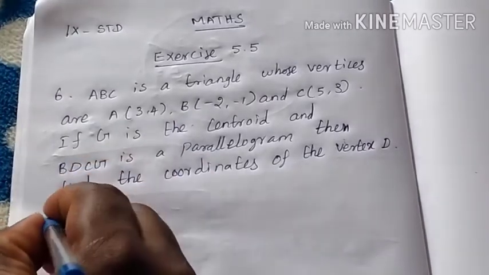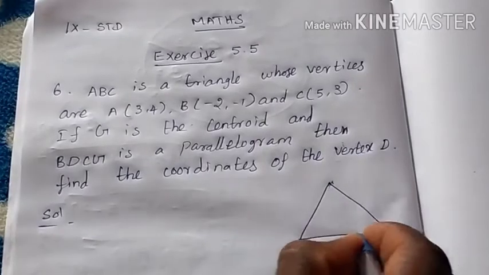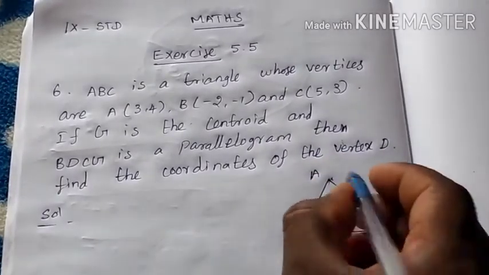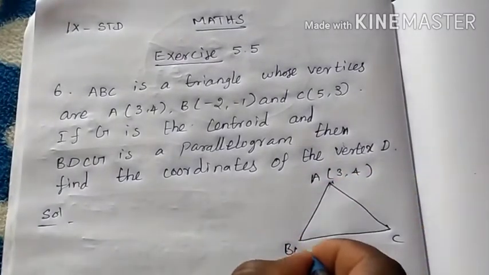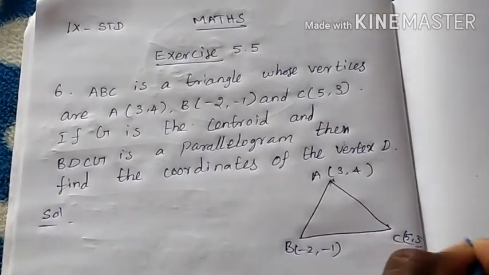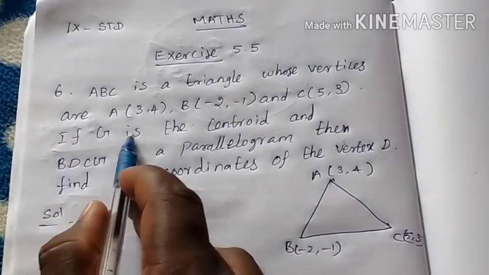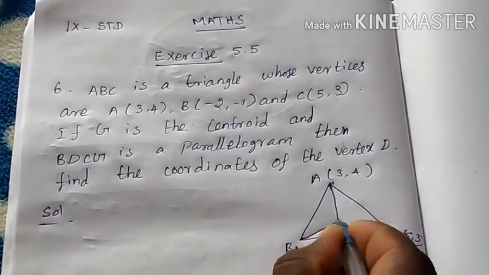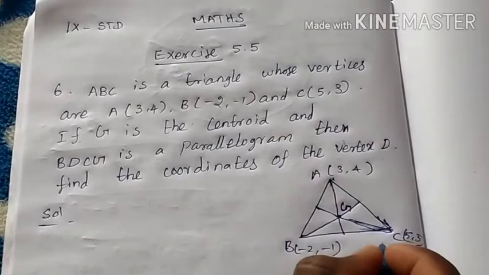Okay. The solution: first construct the triangle. This is namely ABC. Also I can write the vertices: A is (3, 4), B is (-2, -1) and C is (5, 3). If G is the centroid, then the point where all the median lines intersect is G, the centroid.